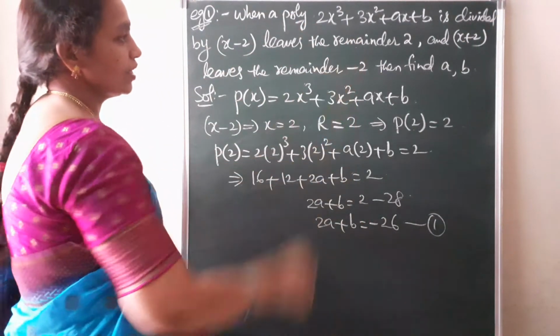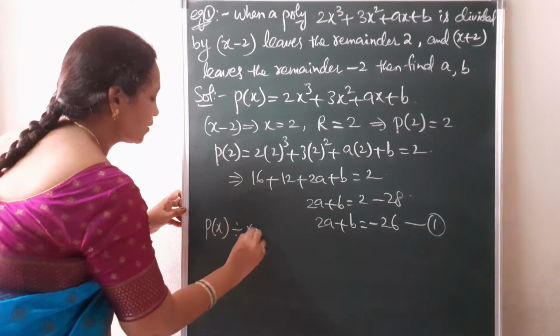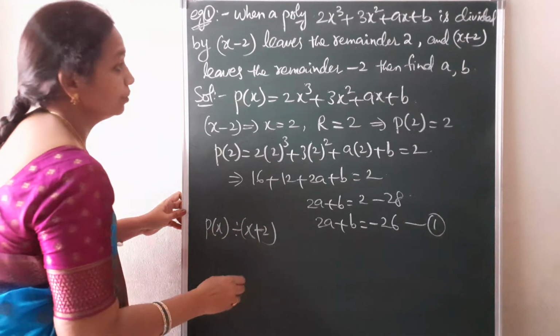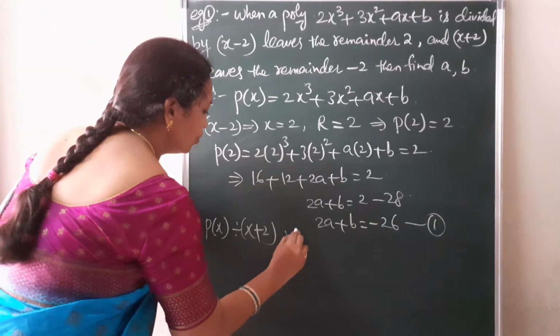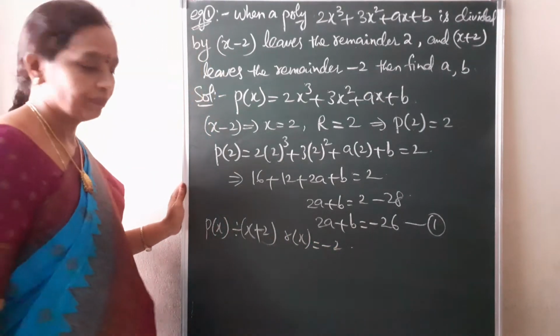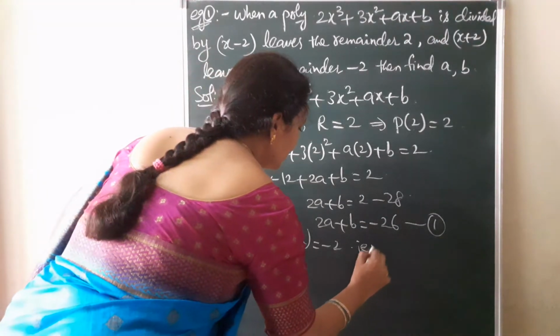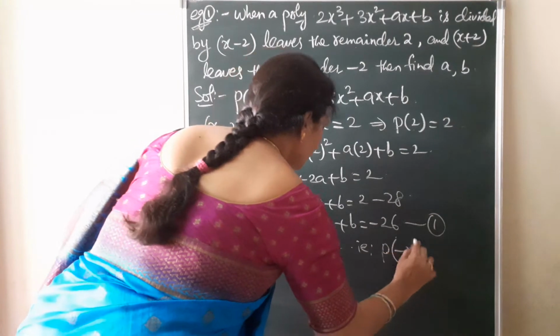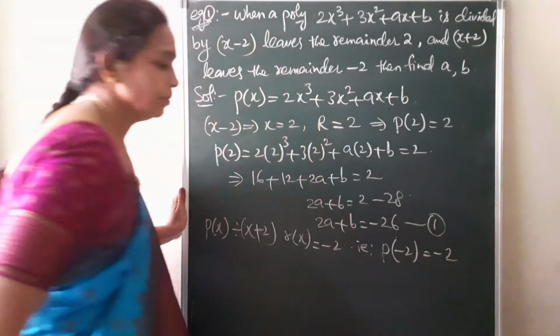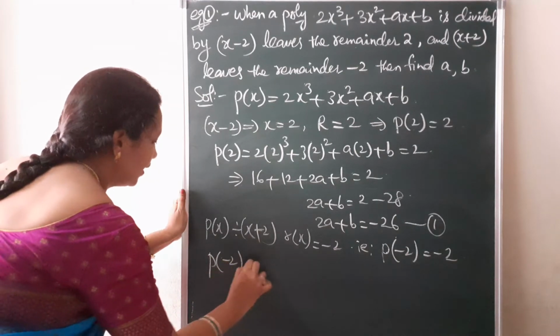Next, what is the second condition? If p of x is divided by x plus 2, the remainder r of x is minus 2, they say. That means p of minus 2 is equal to minus 2. So p of minus 2 I am finding.